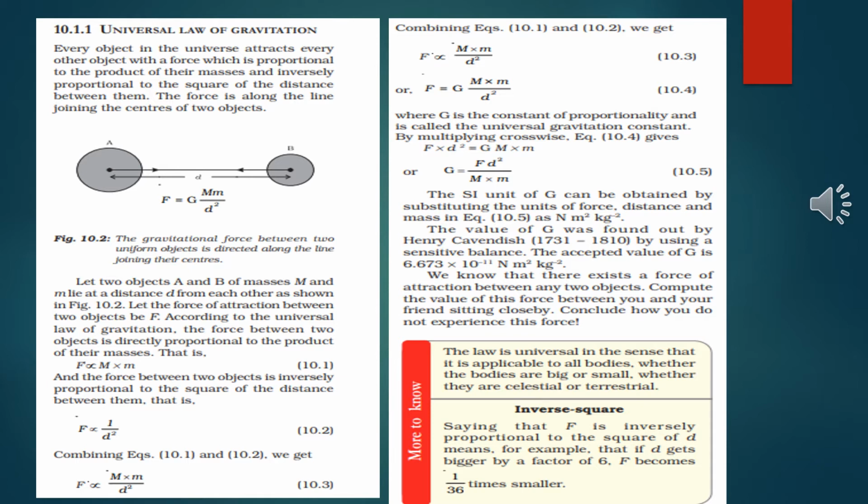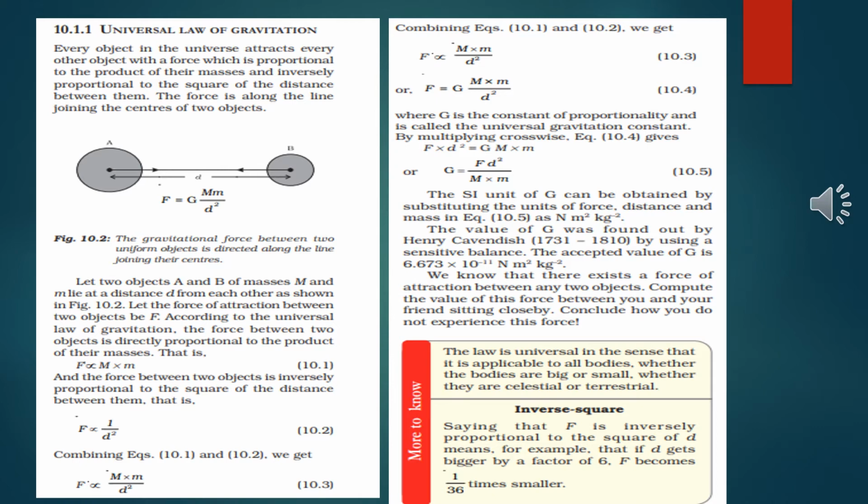According to the universal law of gravitation, the force of attraction between two objects is directly proportional to the product of their masses. So the mass of the first object A is, suppose, capital M, and the mass of the second object B is, suppose, small m. Then the product of their masses means capital M into small m. So you can see F is directly proportional to capital M into small m, in equation number 10.1.